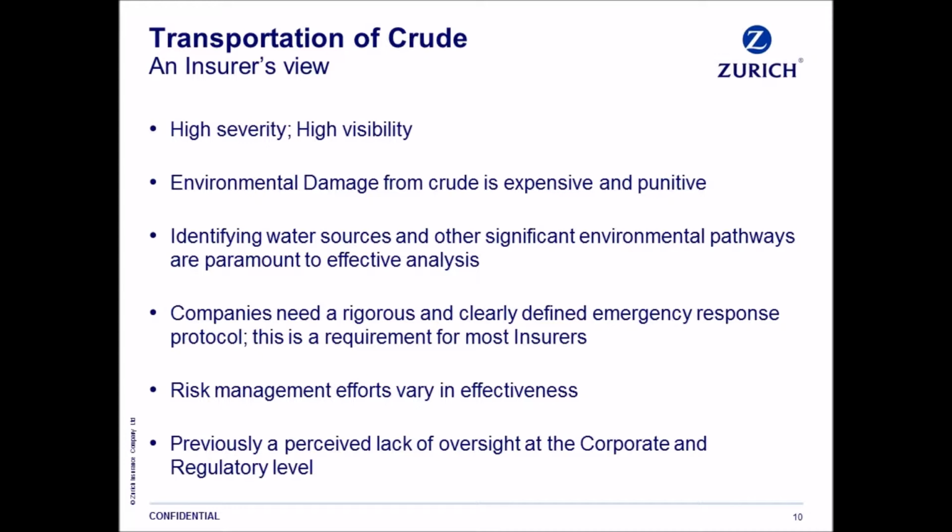Rail is relatively easy to assess because the railways are all set in stone pretty much, the lines. Trucking's a little bit more difficult because routes can change on a daily basis. So regardless of which one you're looking at, figuring out those pathways is really critical to us putting together loss scenarios and understanding the potential for losses.